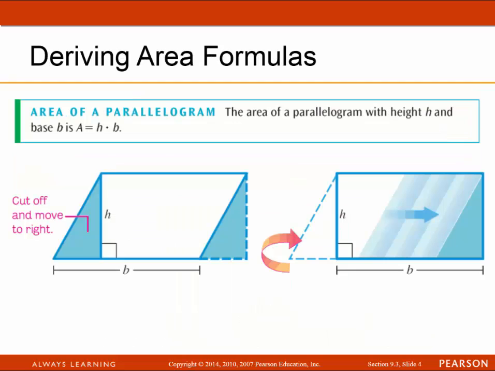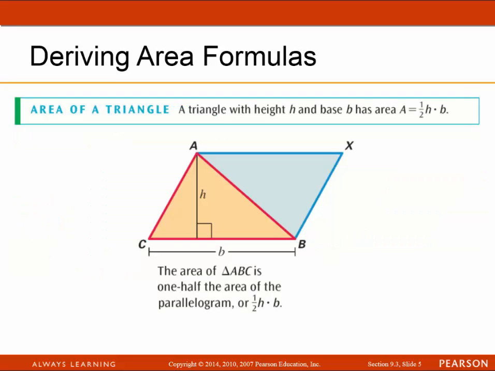Now the next thing is the area of a parallelogram. The formula for that is A equals H times B, where H is the height and B is the base. The next formula is the area of a triangle. A triangle with height H and base B has an area that's 1/2 the height times the base. If you have a parallelogram, we can divide that into two triangles, and that's why the formula is 1/2 the height times the base.